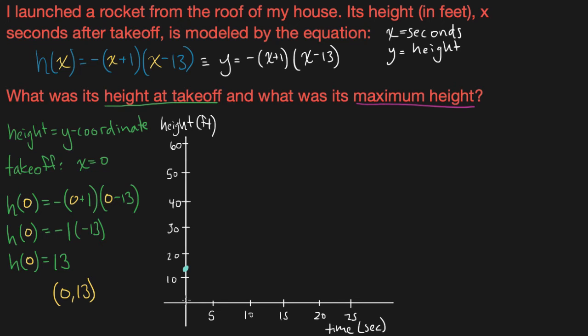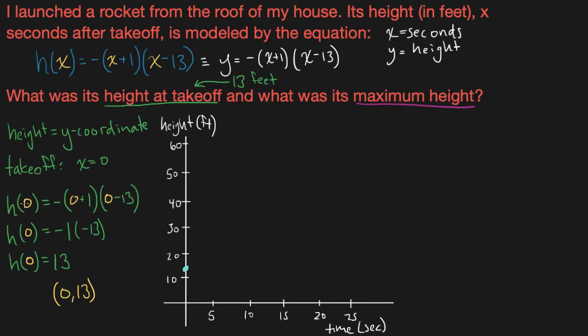So remember, 0 seconds after launch, in other words, right when takeoff happened, the height of the rocket was 13 feet. And remember, that's because I launched it from the roof of my house. And so you could conclude here that the roof of my house is 13 feet off the ground. Okay, so we've found the height of the rocket at takeoff. Let me just make a note of that here so we don't forget. It's 13 feet.